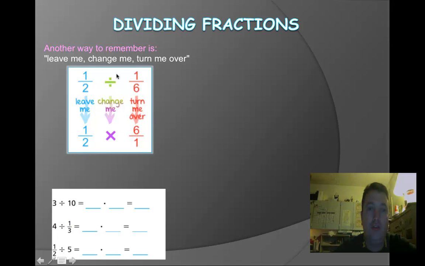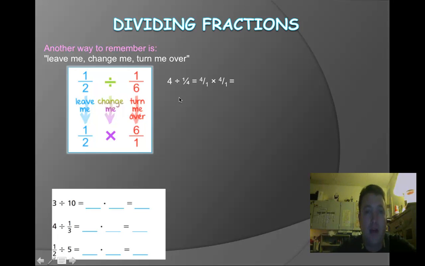We change division to multiplication, and to complete that we need to turn that second fraction over, make it reciprocal. We're going to make it 6 over 1. When we do that, we would end up with 6 over 2. If we multiplied that across, it should give us 3. Now I'm going to show you some examples of what that looks like with a couple different numbers over here.